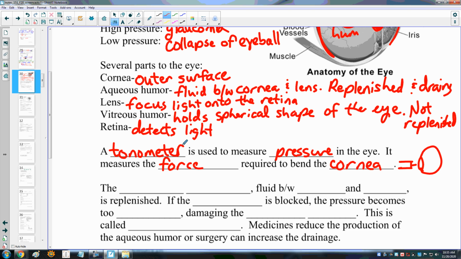This should be an R here, tonometer. I'll show you a video where he demonstrated a tonometer on a beagle. So please watch that. It's fairly interesting.